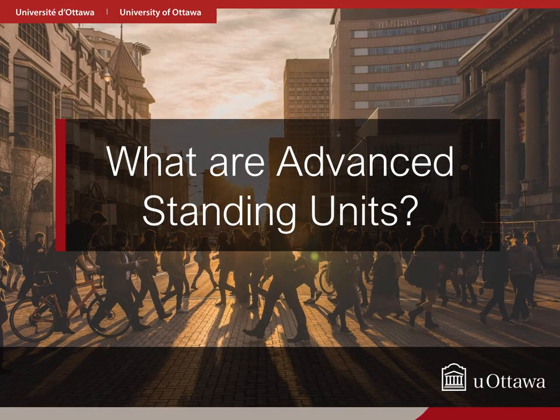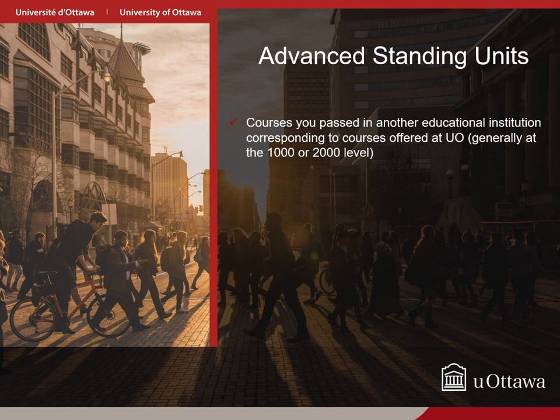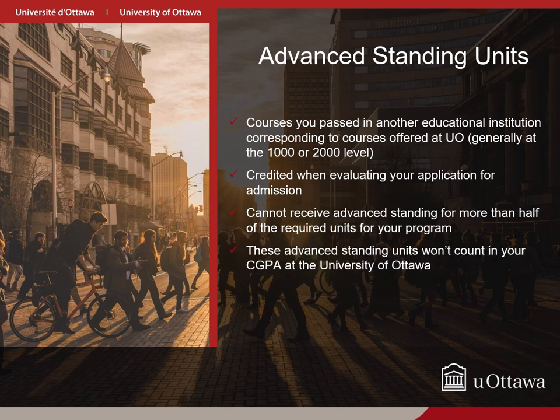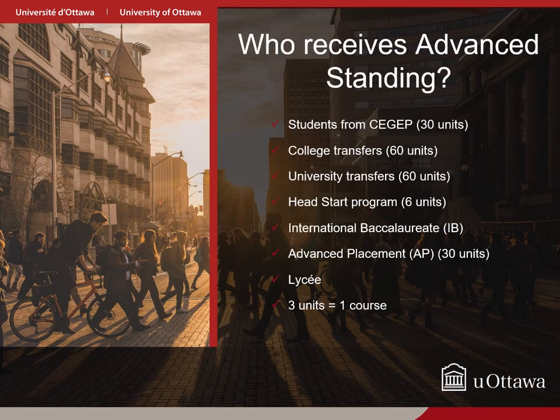So what are advanced standing units? They're courses that you passed at another institution and that correspond to courses offered at the University of Ottawa. Usually it's 1,000 or 2,000 level courses or first and second year courses. They're credited when we evaluate your application for admission. Keep in mind that you can't receive advanced standing for more than half of the required units for your program. And finally, these advanced standing units won't count in your CGPA at the University of Ottawa.